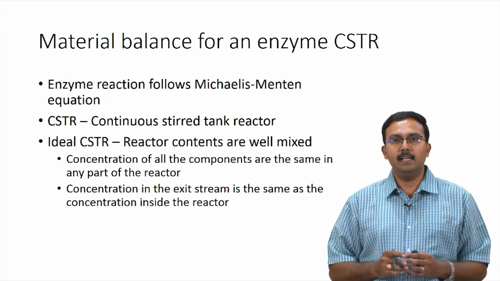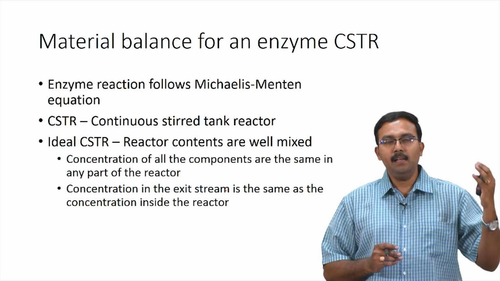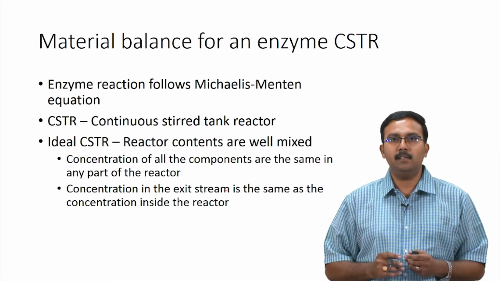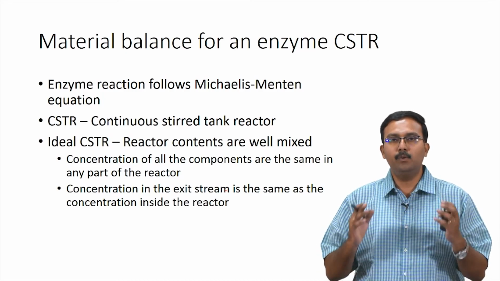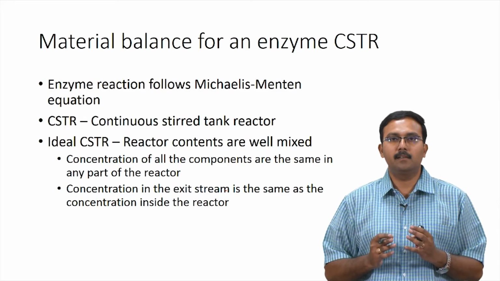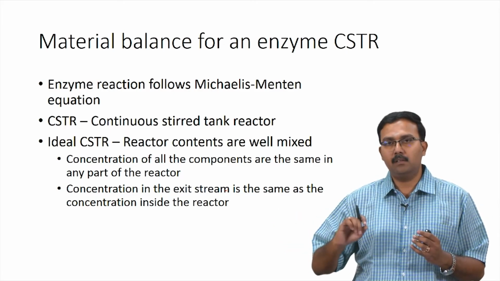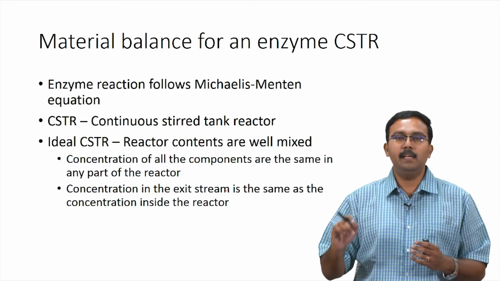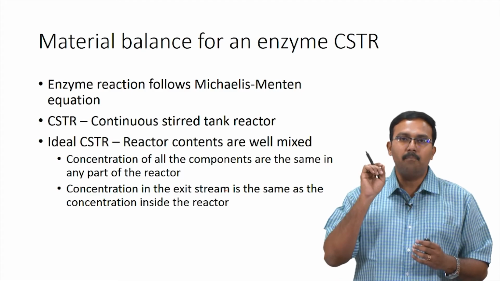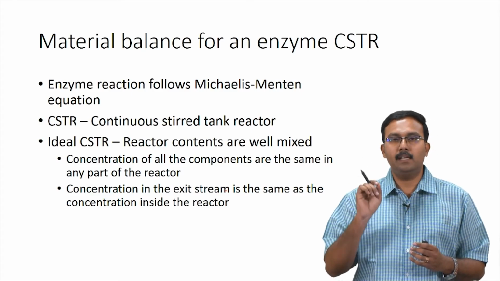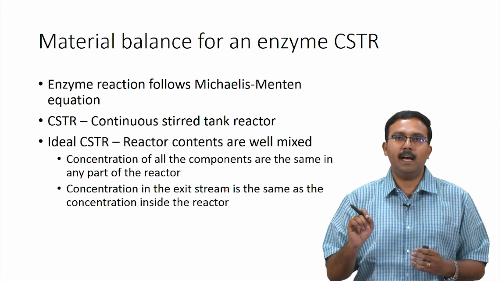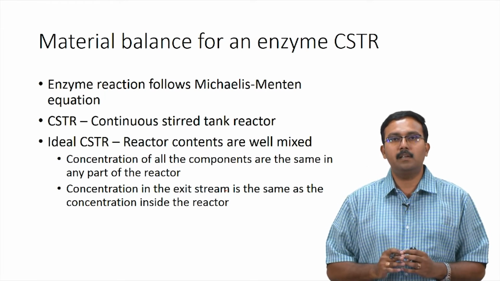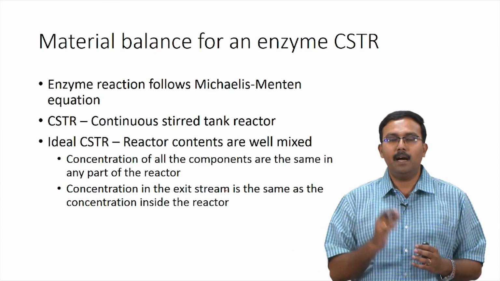So, under this ideal condition, any feed which comes in will get instantaneously mixed well inside the reactor, thereby giving you uniform concentration throughout the reactor. As you take it out in the exit stream, the concentration in the exit stream will be equal to the concentration present at the exact outlet point inside the reactor, which will be the same as the concentration all over the reactor, thereby giving you a uniform concentration in your exit stream and your reactor.